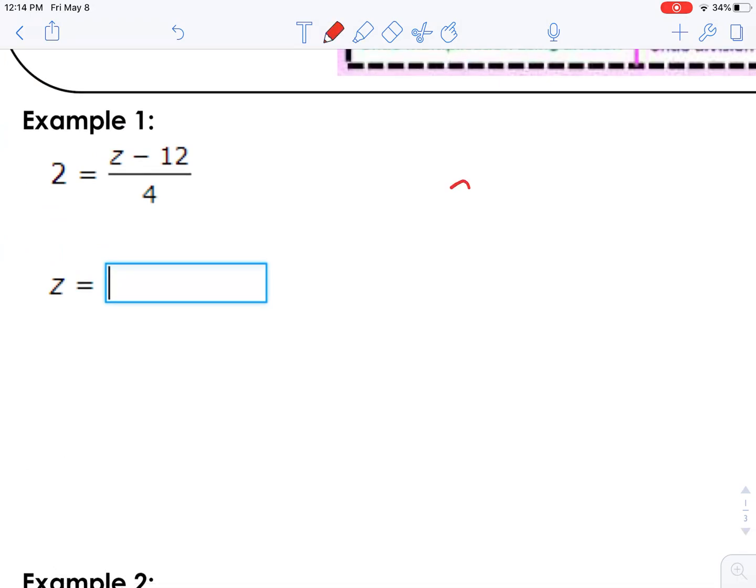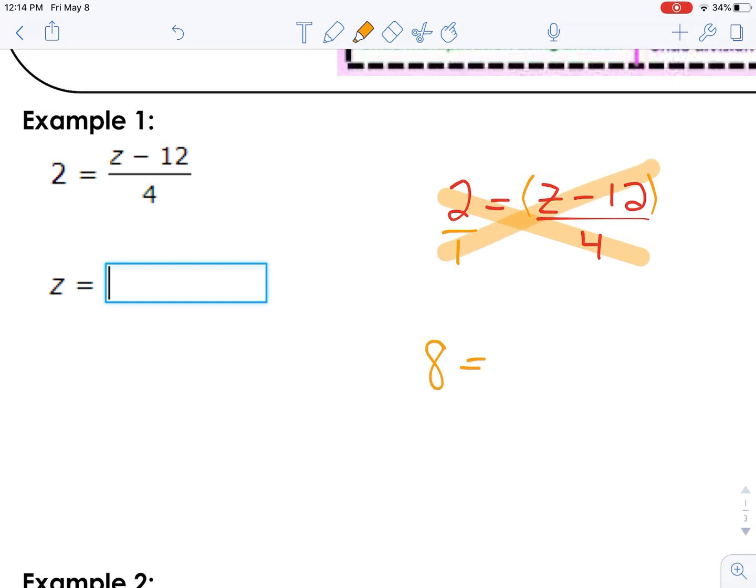First, let's go ahead and rewrite this equation off to the side. When you see a fraction, I want you to set it up as a proportion. So we're going to put this over 1. Another good thing is to use parentheses anytime you see more than one term. And we're going to cross multiply. 2 times 4 is 8. And when we cross multiply the other side, we have 1, and then our parentheses z minus 12.